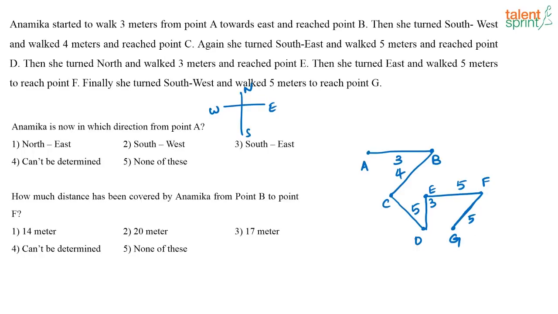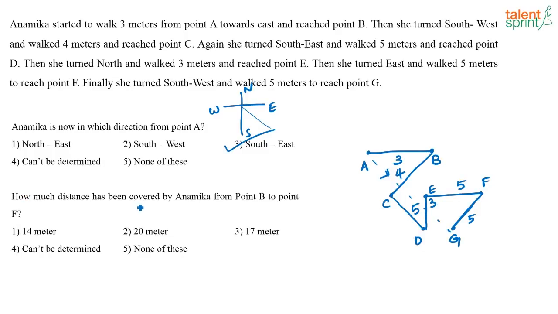Now the first question, Anamika is now in which direction from point A? So this was her starting point, this is her finishing point. So she is going to be in this direction. What direction is this? Southeast. So the correct answer for the first question is option 3, southeast. A lot of you are giving me the correct answer, very good.